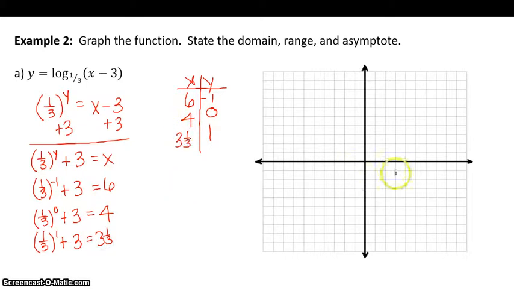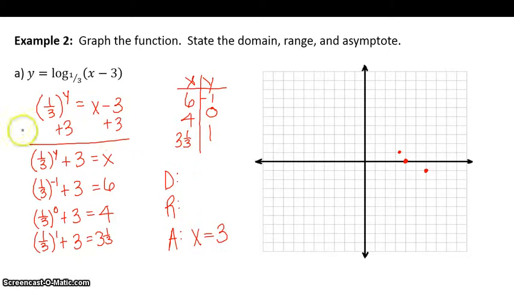Okay, so now I'm going to graph. Okay, so those are my points. Now we need to figure out what our asymptote is, so I can draw that in. Once it's in exponential form here, remember that the asymptote is going to be whatever comes after the exponent stuff. So in this case, it will be x equals 3.